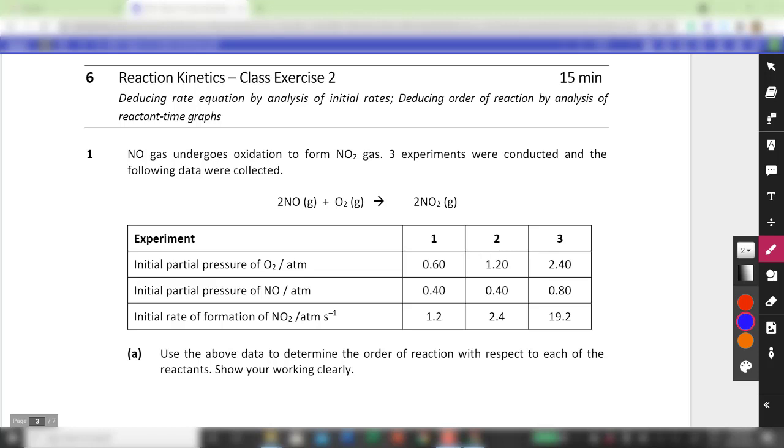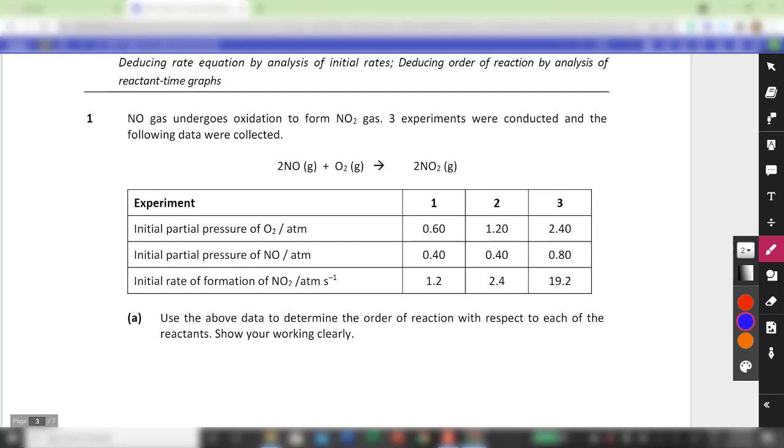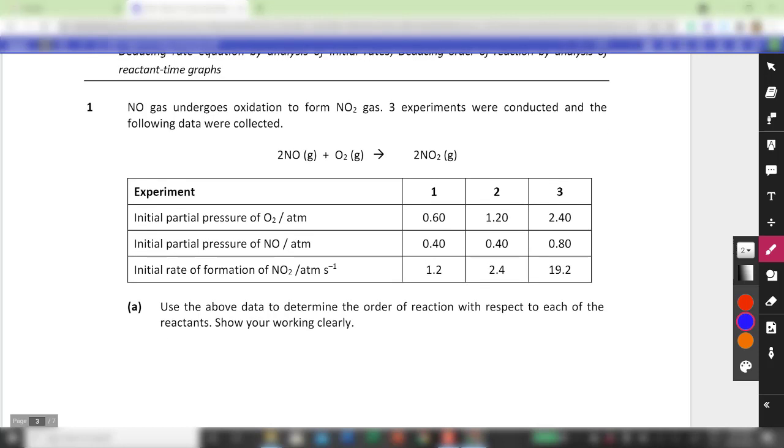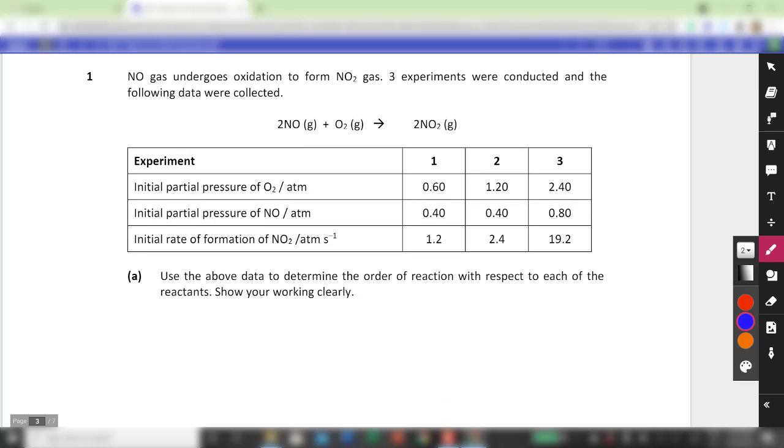Alright, we are going to go through reaction kinetics in class exercise 2. In this particular in class exercise, you are given a table with some changing conditions, and you're supposed to deduce the order of reaction with respect to each of the reactants from the information given. There are two methods which you should be quite familiar with after reading through your notes. The first method is by inspection.